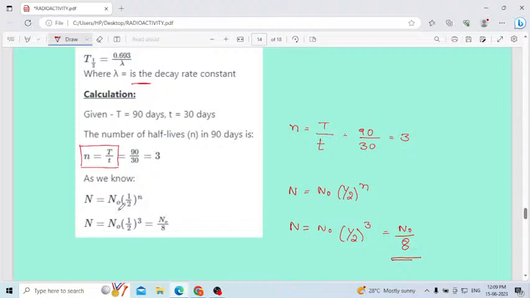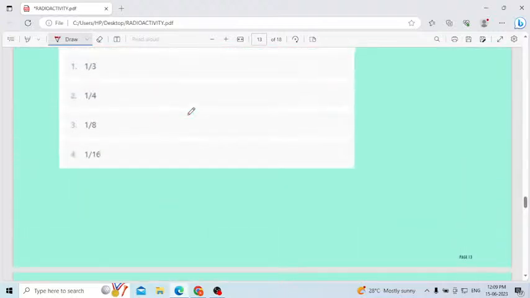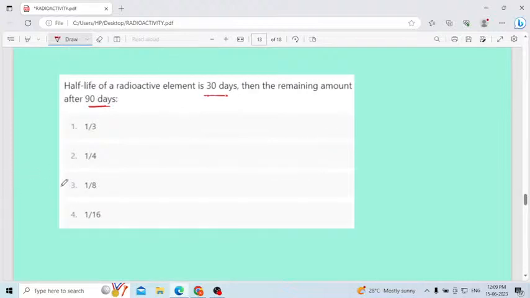Then N is equal to N naught into 1 by 2 whole to the power of n. Then substitute. We don't know the value of N naught, so keep it as it is, 1 by 2 whole to the power of 3, N naught divided by 8. Here they are not given the number of radioactive atoms, but they are given that complete decay will take 90 days, and half of the decay will take 30 days. They are given in the question. Therefore, the correct answer for this question is 1 by 8.